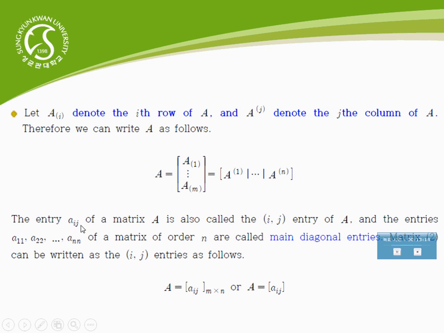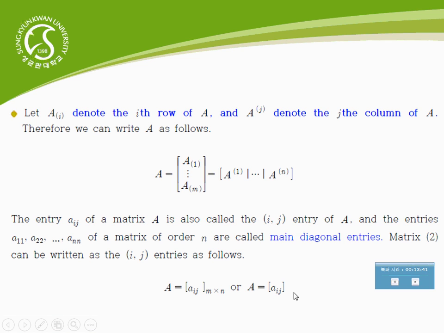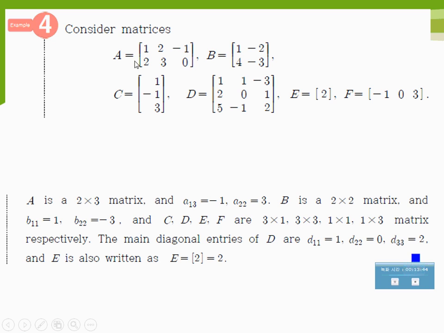And this Aij of matrix A is called the ijth entry of the matrix A. And all Aii's are called the main diagonal entries of the matrix A. Okay. And this matrix can be written in this way: A is equal to the set of Aij's, of an m by n matrix. Okay, or simply like this. Yeah, these are examples of matrices. This is an example of a 1 by 1 matrix, and this is an example of a 1 by 3 matrix, and this is an example of a 3 by 1 matrix.